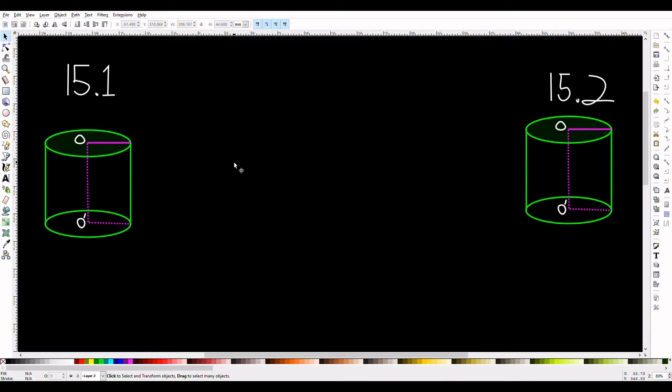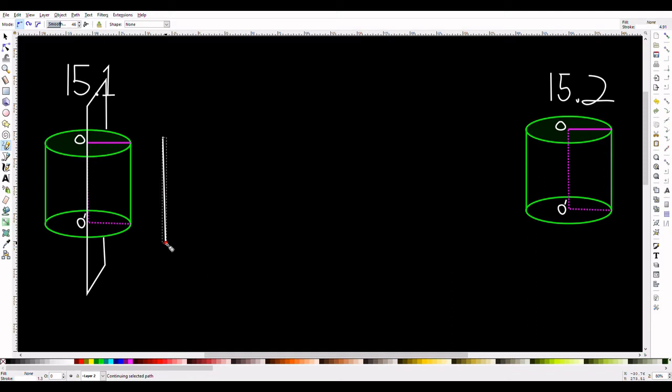Alright, let's try another one. What is the shape of the cross-section of a cylinder that contains the axis of the cylinder? So now we're going to imagine a plane that cuts through the axis of the cylinder. In this case, which shape will be inscribed on our plane by our cylinder? That one will be a rectangle.